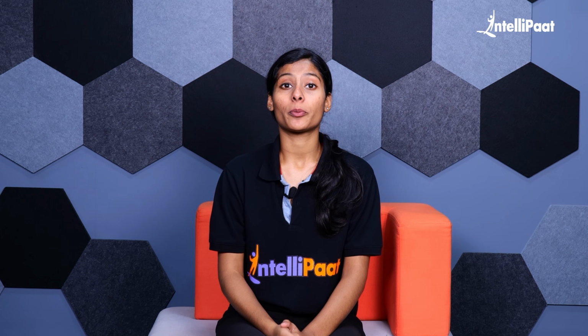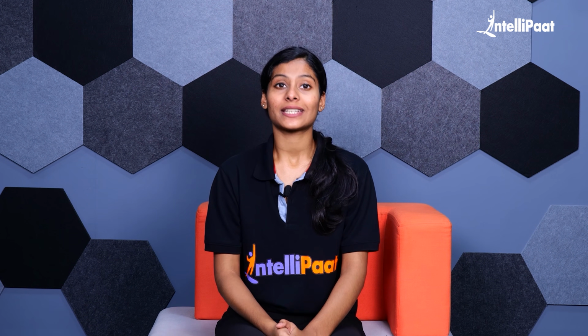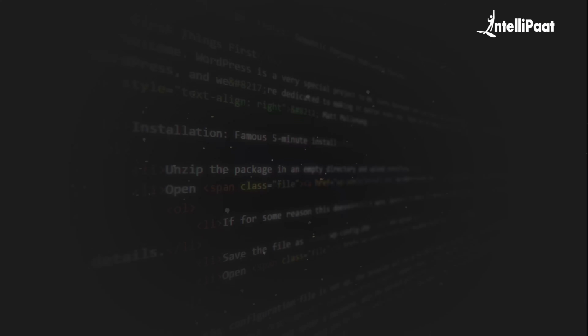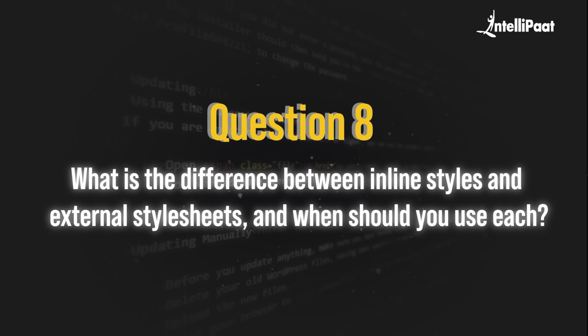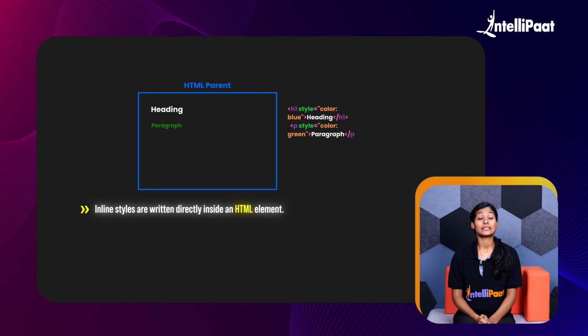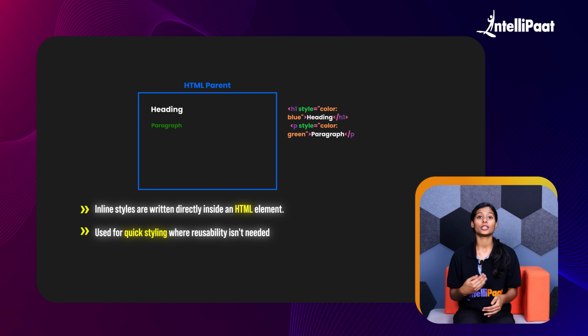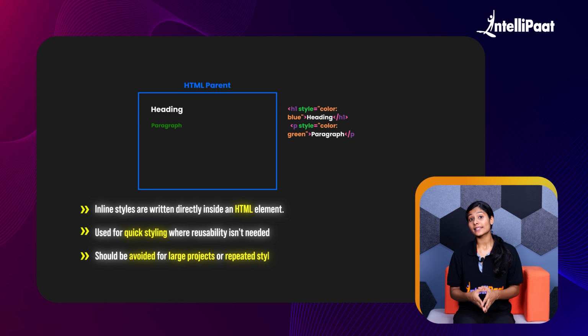Now that you have seen the combinators in action, let's move on to our next question, which is, what is the difference between inline styles and external style sheet? And when should you use each? Inline styles are written directly inside an HTML element. It's used for quick styling where reusability isn't needed. Inline styling should be avoided for large projects or repeated styles.